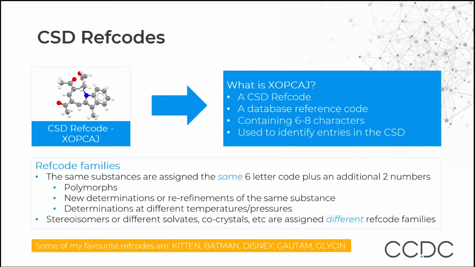This is what we call a CSD refcode and is a database reference containing 6 to 8 characters. CSD refcodes are used to identify and look up entries in the database. The same substances are assigned the same 6-letter code plus an additional 2 numbers, so polymorphs, new determinations or re-refinements of the same substance, and determinations at different temperatures and pressures go into the same refcode family. Stereoisomers or different solvates, co-crystals, etc. are assigned different refcode families.